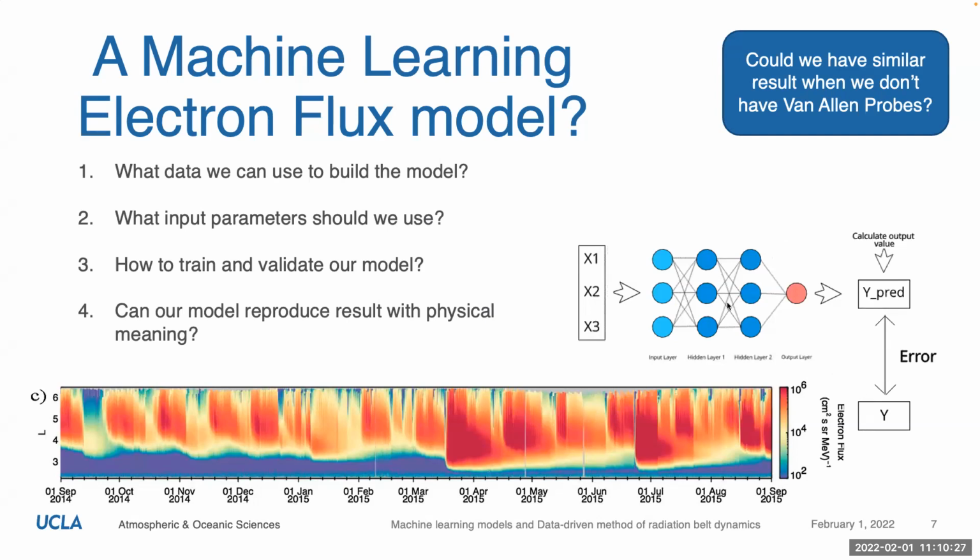So instead of talking about the familiar neural network, I would like to talk about these four questions, which were found to be very important to achieve good results in our research. What kind of data can we use to build the model? What kind of input parameters should we use? How do we train and validate our model? And can our model reproduce results with physical meaning?